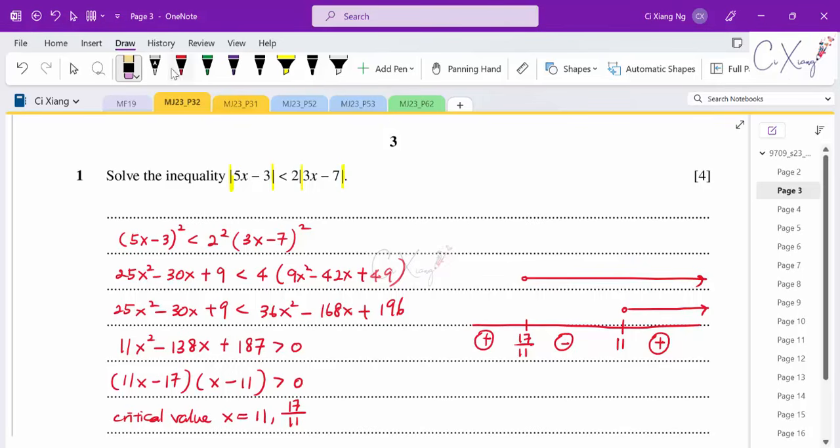Sorry, so this one should be minus. The part without the line should be negative, right? Then positive, negative, positive, positive. Okay, so since I'm looking for greater than 0 for my quadratic inequality, the answer that I should accept should be from here and also this highlighted part. So when I write out the final answer, it should be x smaller than 17 over 11 and also x greater than 11. Alright, so this is what we have for solving this inequality with both sides modulus.